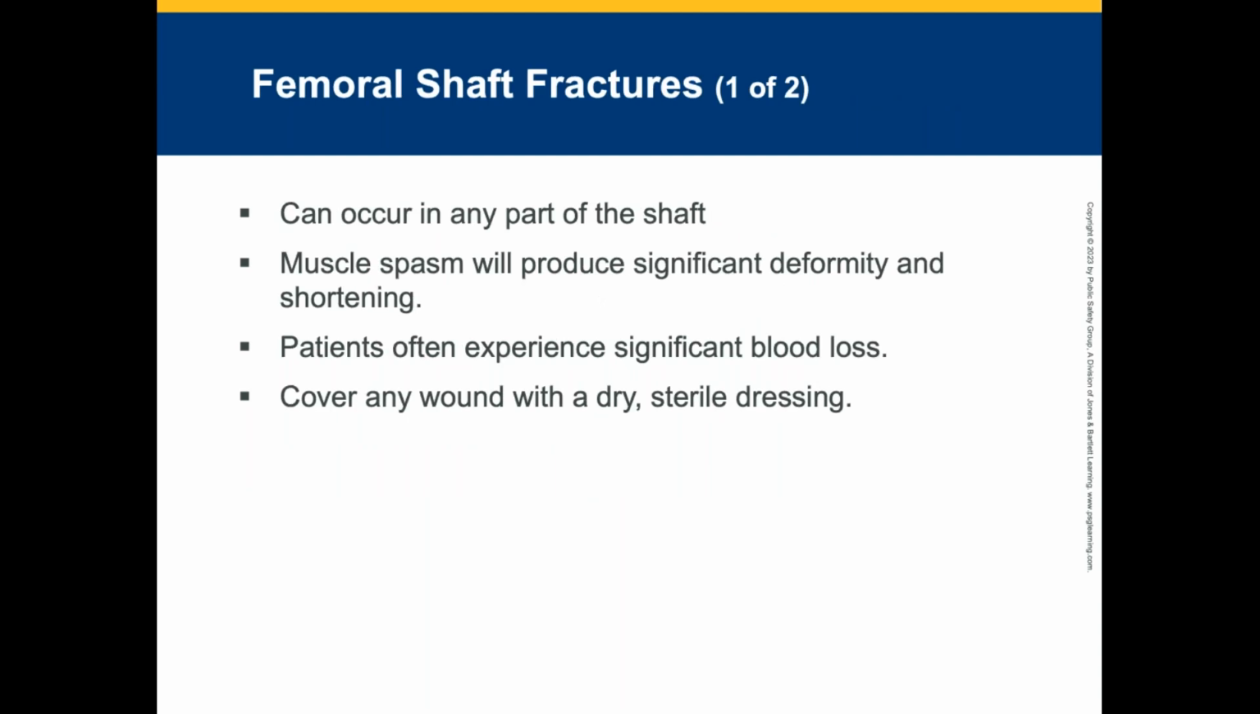Almost done. So femoral shaft fractures can occur in any part of the shaft. Following a fracture, the quadricep muscles begin to spasm. The muscle spasm often produces significant deformity of the limb itself. These are our femoral shafts. Usually the limb also shortens significantly. Fractures are occasionally open and fragments of bone may protrude through the skin. The patients often experience significant blood loss, so cover any wound with a dry sterile dressing.